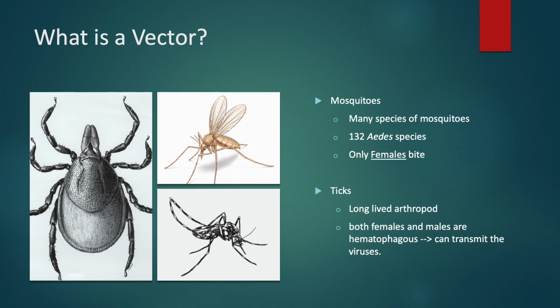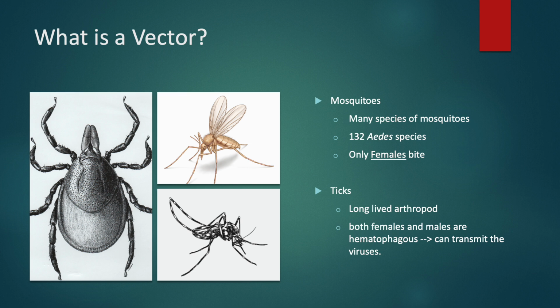A tick can transmit several viruses, but also bacterial agents. For instance, mosquitoes have many species. It's important to note that only the females bite. Mosquitoes, as a food source, actually drink nectar, as you might have learned from other chapters, and so they are known as pollinators. So when females bite you, it's not because they're hungry, it's because they need the protein in the blood to then make eggs to reproduce.